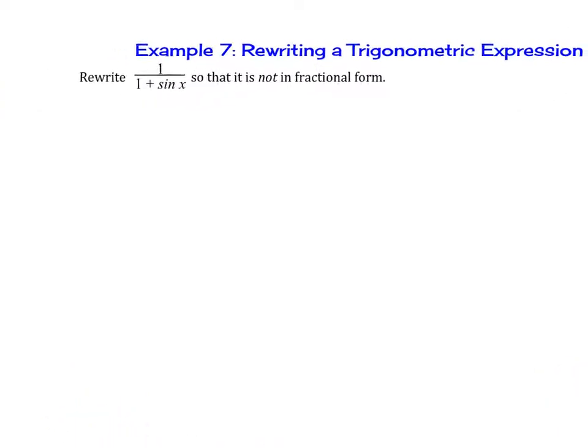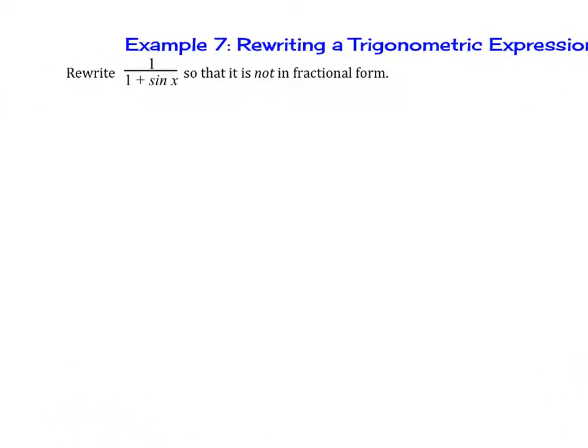So we're going to rewrite 1 over 1 plus sine of x so that it's not in fractional form. So one thing that I want to bring up, let's remember that cosine squared of x equals 1 minus sine squared of x. Okay, we use that a couple times. Then, on top of that, this is factorable. So 1 plus sine of x, 1 minus sine of x. And so we're going to use that.